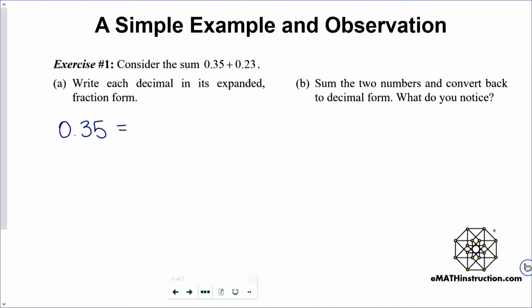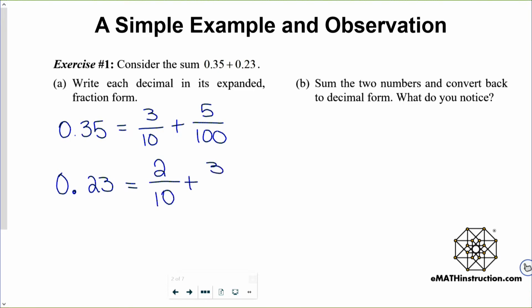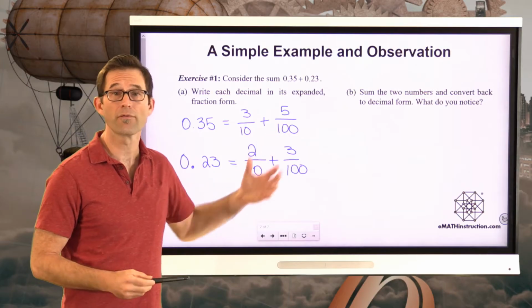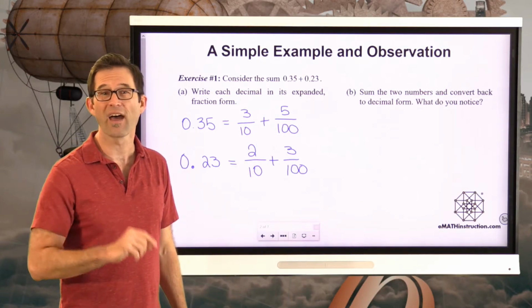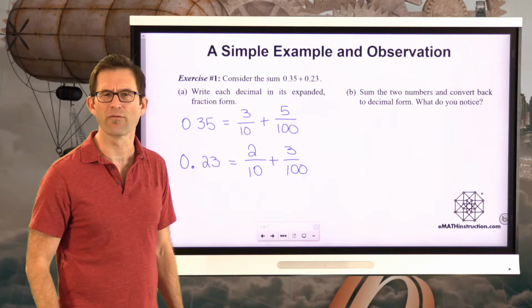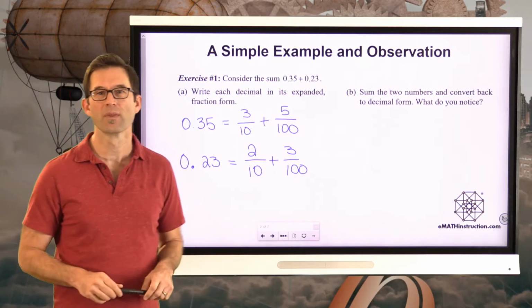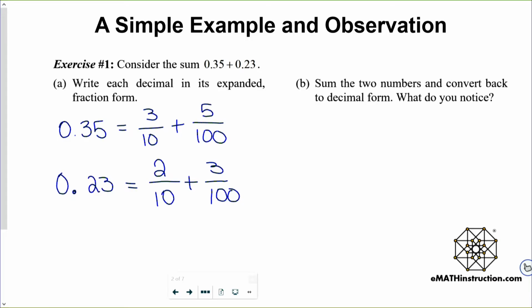0.35 is equal to 3/10 plus 5/100ths, right? And 0.23 is 2/10 plus 3/100ths. That's literally just what these numbers represent in terms of their fractions. But we know how to add fractions. We especially know how to add fractions when they have common denominators. Letter B. Sum the two numbers and convert back to decimal form.